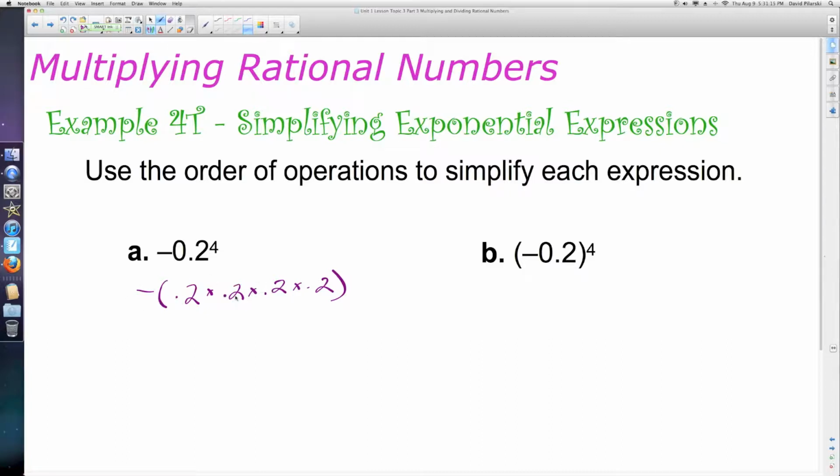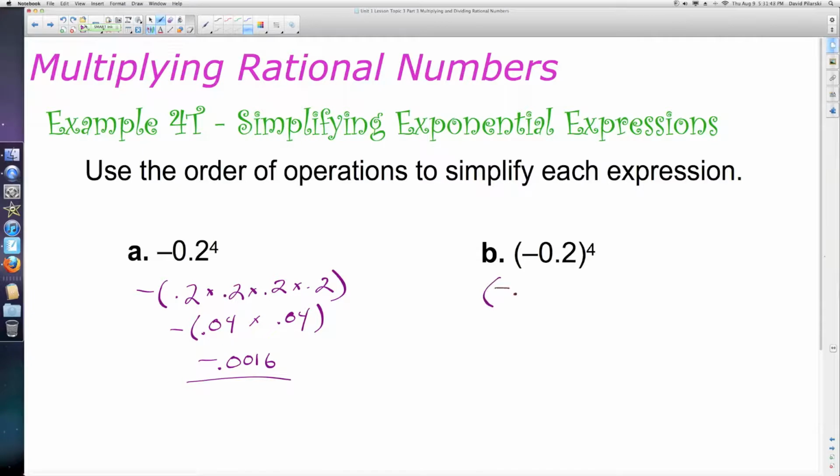Well, 0.2 times 0.2 is 0.04. We have to multiply that by 0.2 times 0.2, and again, that gives me 0.04. And when I finally multiply 0.04 times 0.04, that gives 0.0016. Now, of course, that's positive, but because we have to take the opposite of that, the final answer here is negative 0.0016.